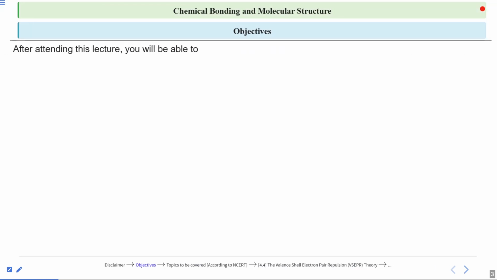Our objective would be section 4.4, and apart from this we will cover one more thing, which would be a bonus topic for you, I guess. That objective is drawing resonating structures and comparing their stability. This will be the last topic we will discuss regarding resonating structures.